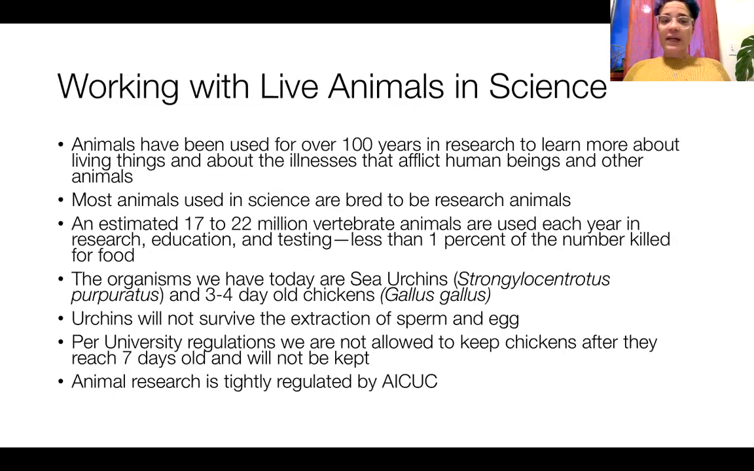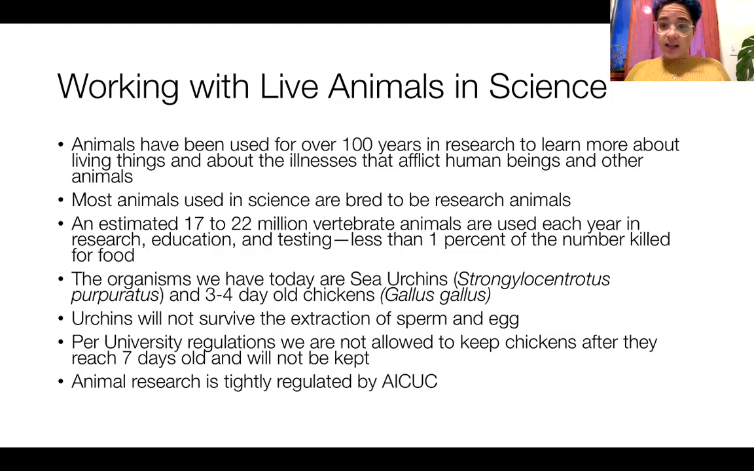So just a little PSA before we begin this lab. We always like to have a slide about working with live animals. Some facts are that animals have been used in research for over 100 years to learn about living things and illnesses that affect human beings and other animals. Most animals used in science are bred to be research animals. An estimated 17 to 22 million vertebrate animals are used each year in research, education, and testing. This is less than 1% of the number that is killed for food.